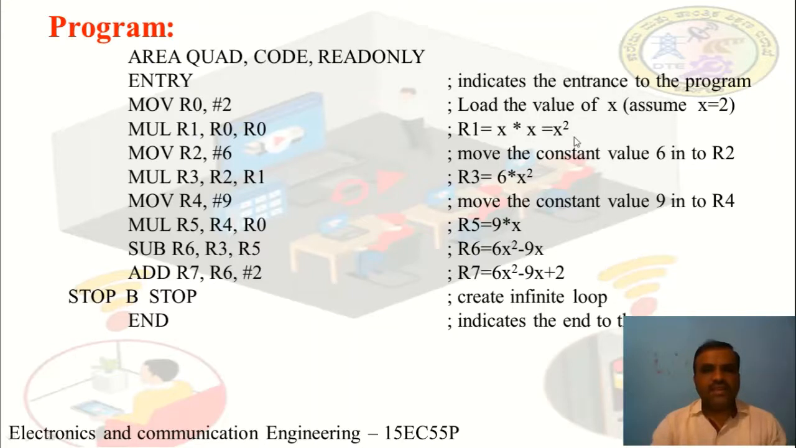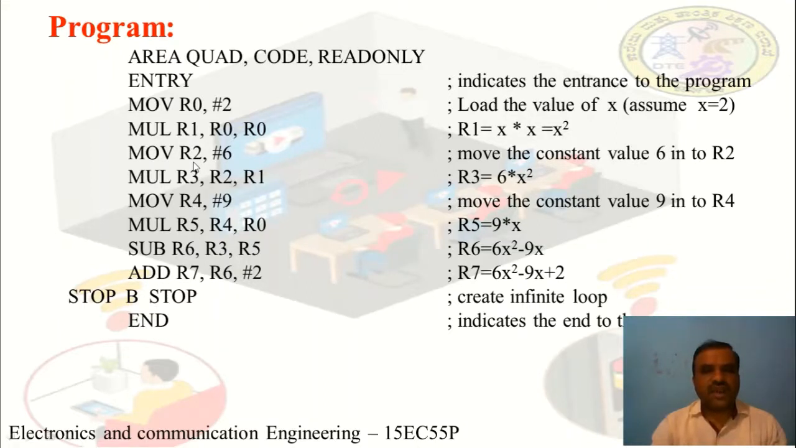Next we need 6x square. So for that purpose I have to take the constant value to some register. So for that purpose I have used MOV R2, #6. Now the constant value 6 will be moved to R2.